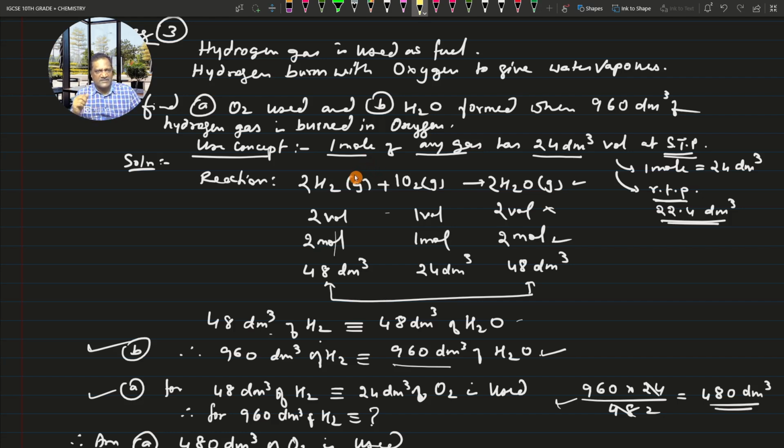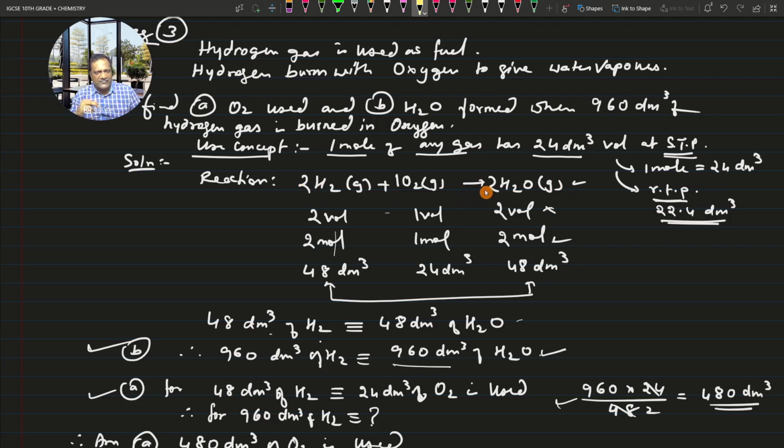Now, when you use hydrogen as a fuel, the basic principle is hydrogen combines with oxygen, or hydrogen burns in excess of oxygen to give you water. Okay. Now, this is a very, very innovative way of using fuel. This is a new type of fuel, hydrogen fuel. It's very, very efficient, and the only problem with this fuel is that hydrogen is a bit difficult to handle. Otherwise, it's very efficient as a fuel.